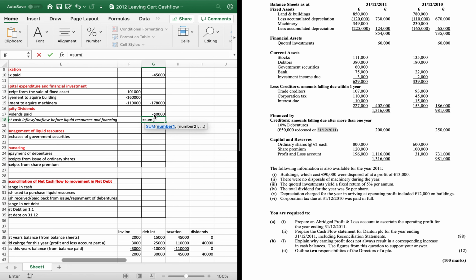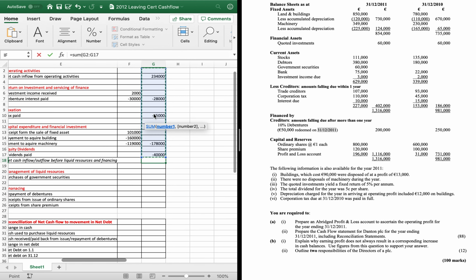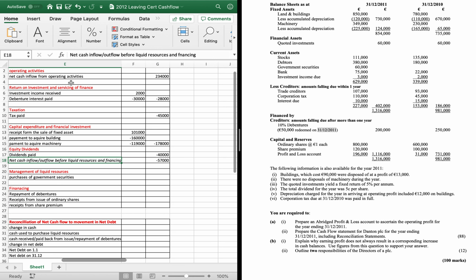So do that sum to see if we have a net cash inflow or outflow from operating activities, and it's minus 57,000 there. So minus 57,000 means it's a net cash outflow. So 57,000 has left our business in cash as a result of everything we've done on a day-to-day basis.